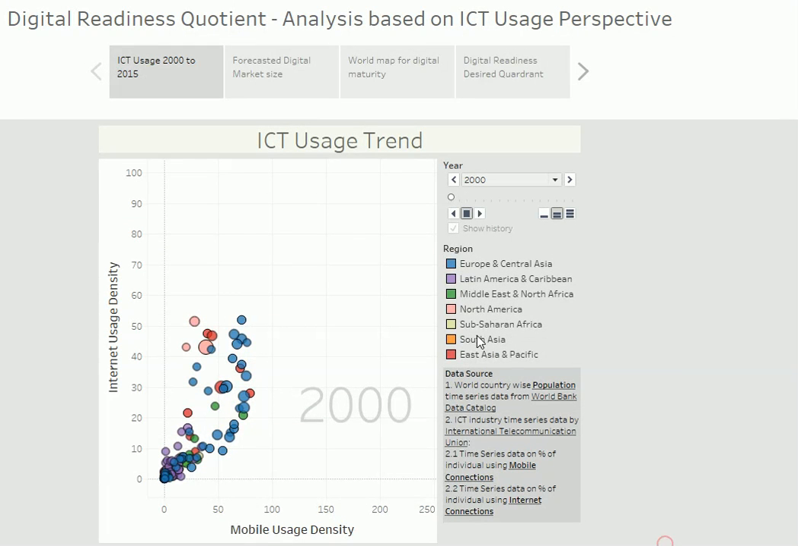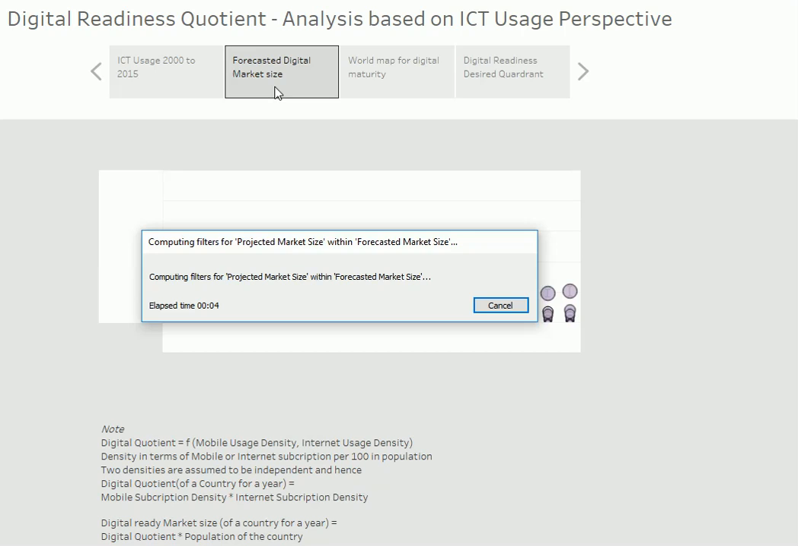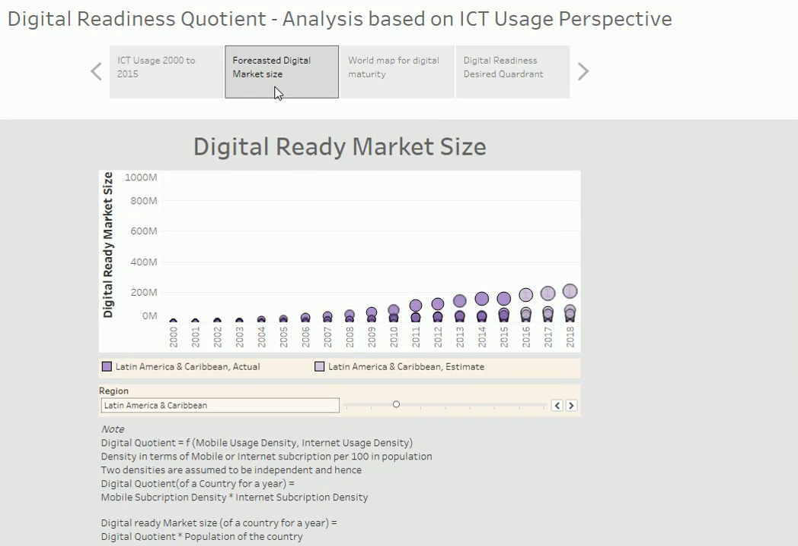Now let us go to our main pivotal dashboard, and let us look at how the forecasted digital market size is across the globe. So here I would start off with Europe. This blue dot is nothing but Europe. Those are the countries which have a very high digital quotient, but their market size is not very high. And these dark blues are the actual data, and these three, that is 2016, 17, and 18, are forecasted data.